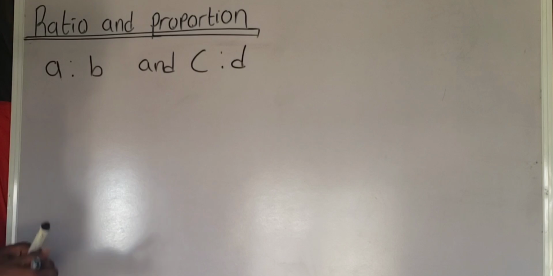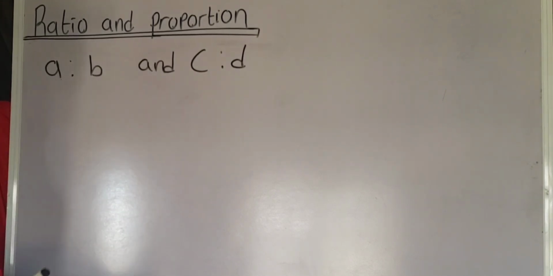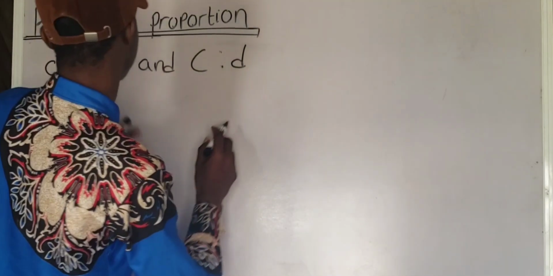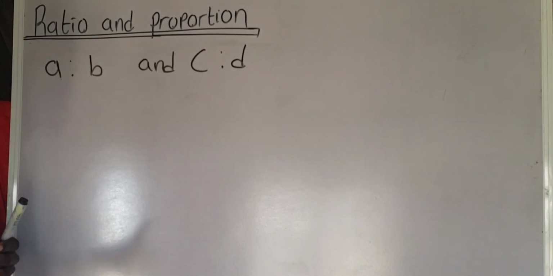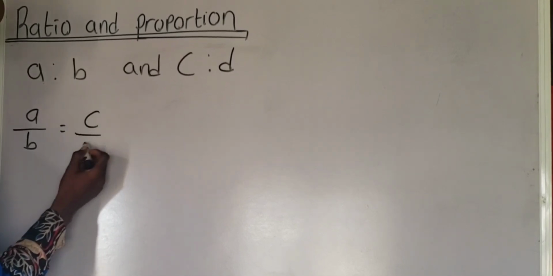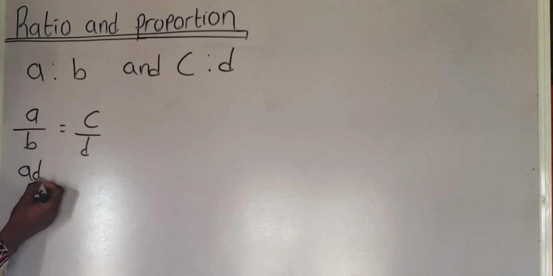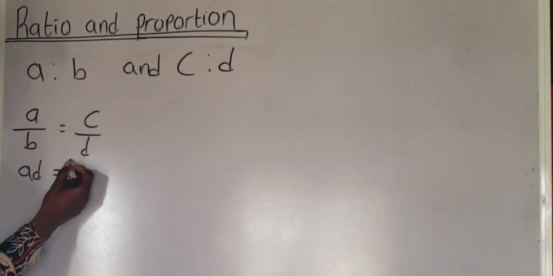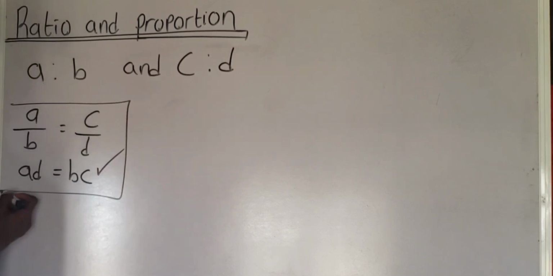Okay, now let's say we have two ratios, A ratio B and C ratio D. We want to check whether these ratios are equal. The first step is that I'm going to change both ratios to fractions and then equate them to each other and take the cross product. Do you understand? A ratio B will be A over B equals C over D. Then I will take the cross product. A multiplied by D, that is AD, equals B multiplied by C, that is BC. Now, if by the time I take the cross product this is equal to this, then these ratios are equal. Do you understand?